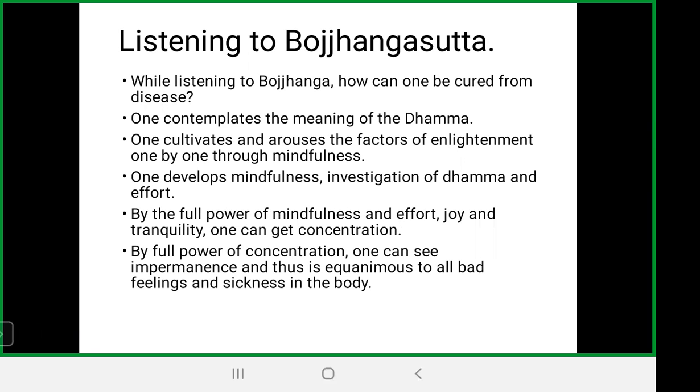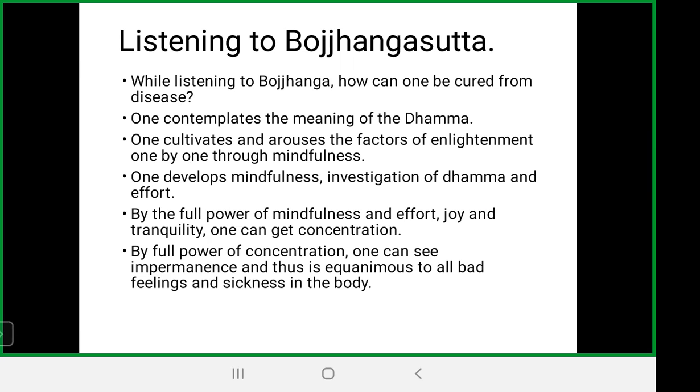When listening to Bojjhanga, how can one be cured from disease? First, one contemplates the meaning of the Dhamma. This means that just as when the Buddha preached the Bojjhanga, Kassapa also contemplated it. Then one has to cultivate and arouse the factors of enlightenment one by one through mindfulness. One develops mindfulness, the first factor, investigation of Dhamma, the second factor, and effort, the third one.